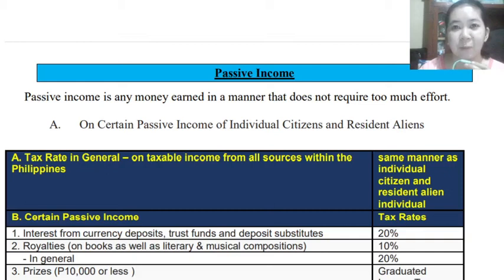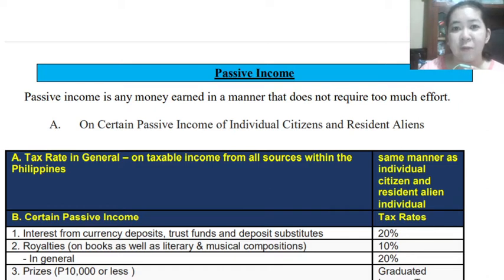Our module number 2. So we are still in the taxation for individuals. So we are now in passive income. So when we say passive income, this is any income or money that is earned that does not require any effort, or you just simply put in your capital and wait for the return of your capital. Okay, so that's how you earn your passive income.